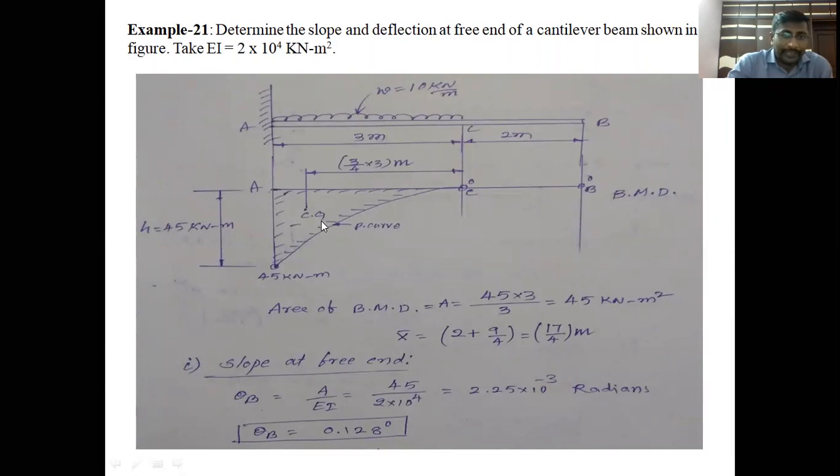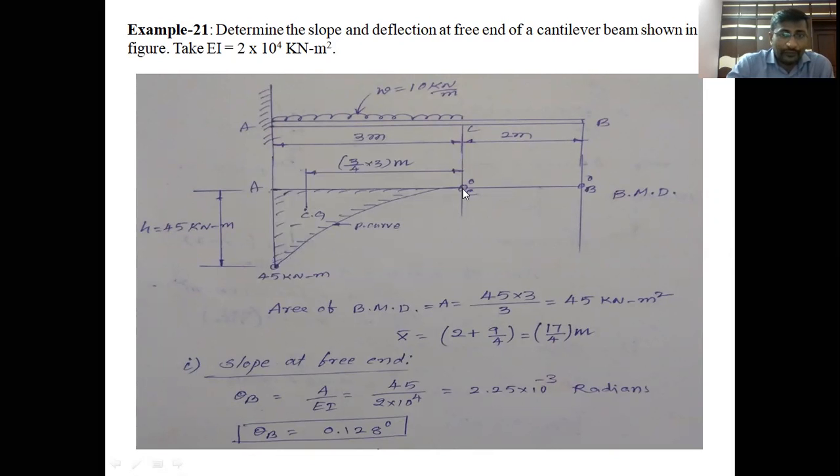Okay, and locate the center of gravity, CG, of this bending moment diagram. How to locate the CG? The CG formula is: location of CG is L into (n plus 1) by (n plus 2). The diagram is formed between A and C only. So the length is taken as 3 meters. So length into (n plus 1) by (n plus 2).